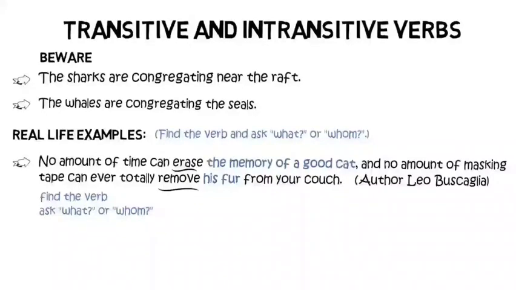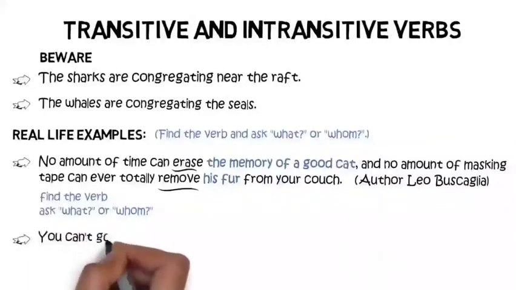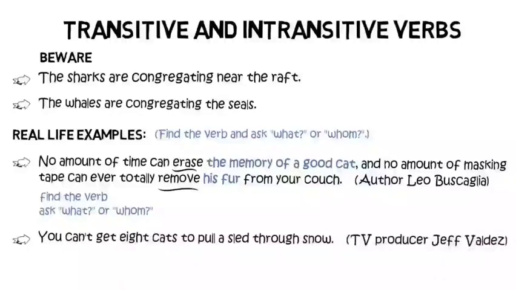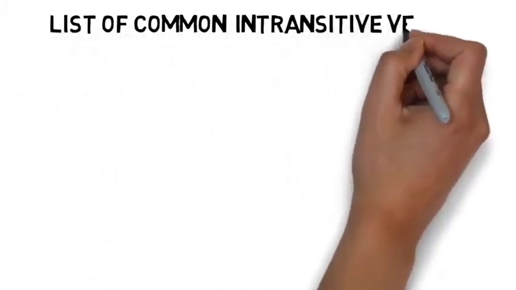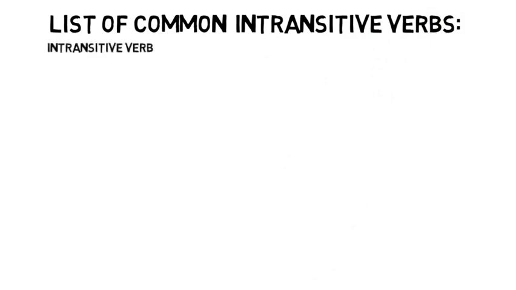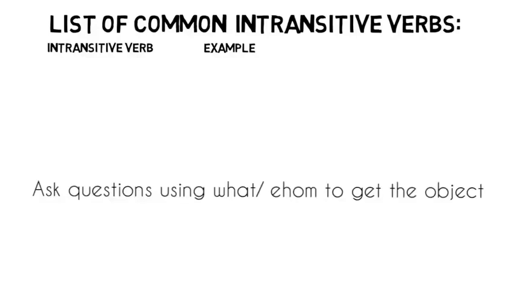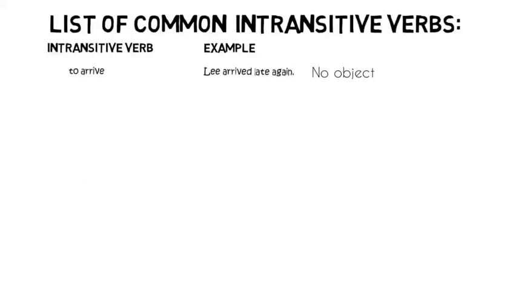You should try other things in your exercises in your books, so you can get the answer. Now, you can get 8 cats to pull a sledge through snow. Look, find the verb. You can get. Now what? 8 cats. That is the object. So here you got the verb and the object. That means it is transitive. List of common intransitive verbs. Intransitive verbs sometimes sound like phrases also. So be careful while going through these things.